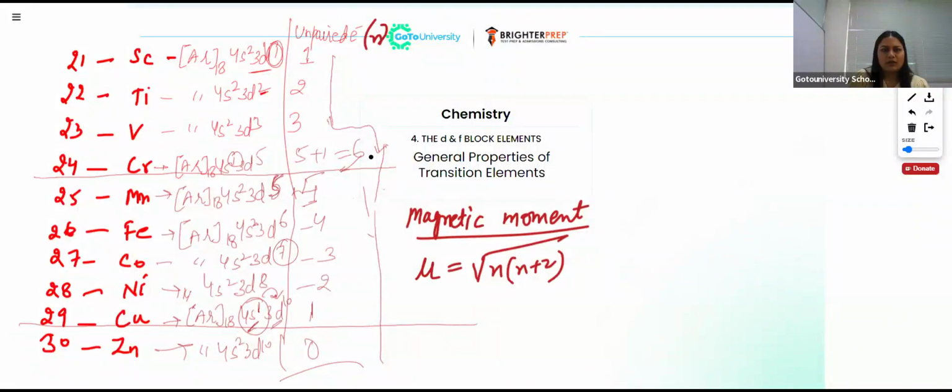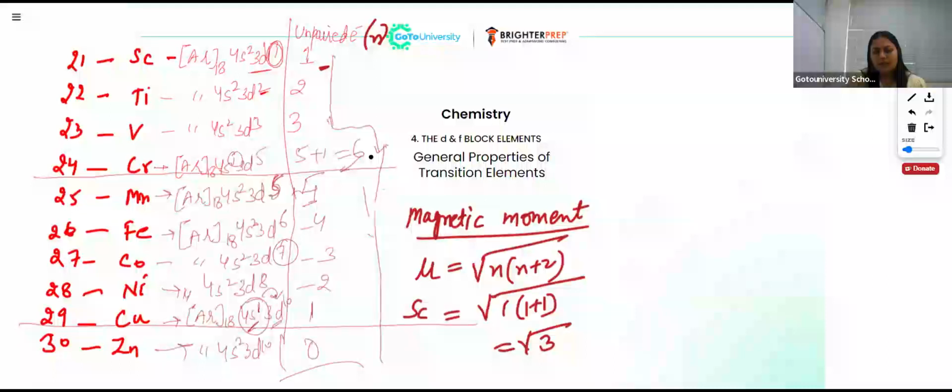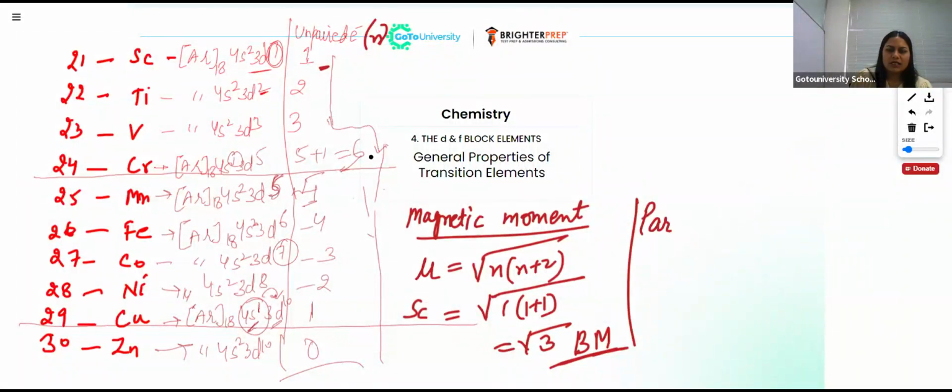All right. Now, if I ask you to calculate the magnetic moment of scandium, what would that be? How many unpaired electrons does scandium have? One, right? So by substituting in this formula, we get 1.73 Bohr magneton. Now, the transition elements show paramagnetic behavior.